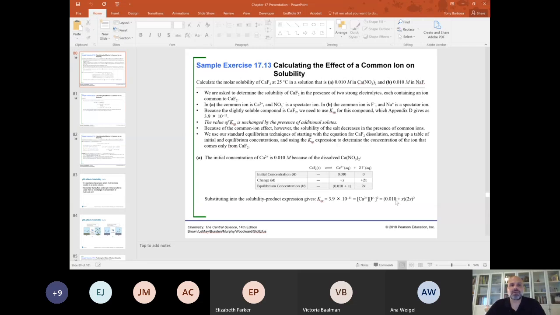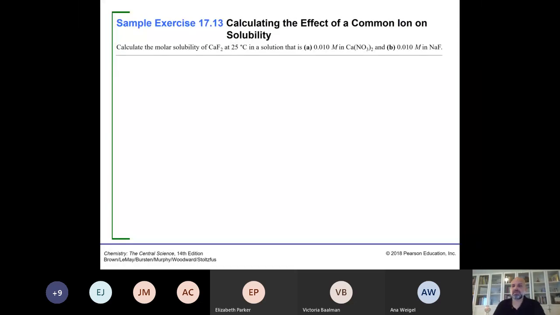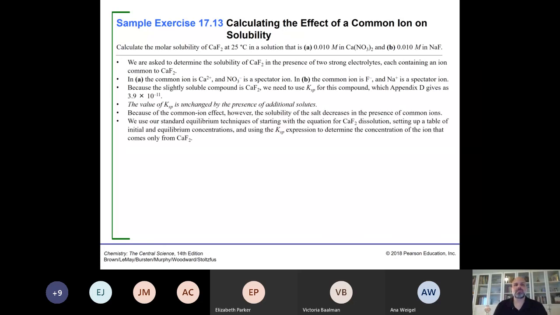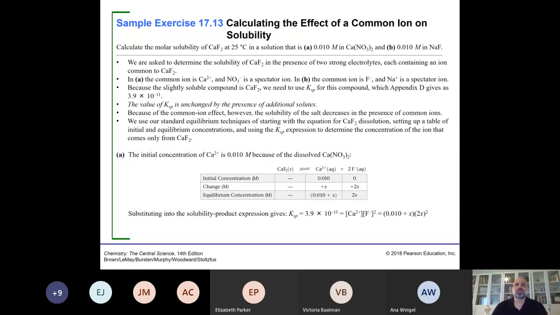There's an example here where we had calcium fluoride and we were trying to determine how soluble calcium fluoride was in the presence of either calcium ions from the calcium nitrate or fluoride ions from the sodium fluoride.